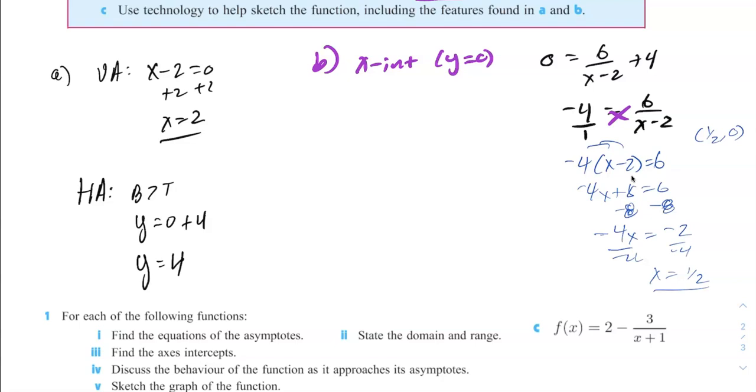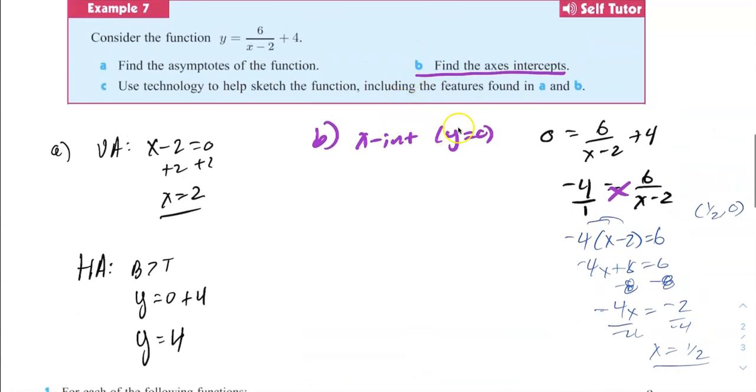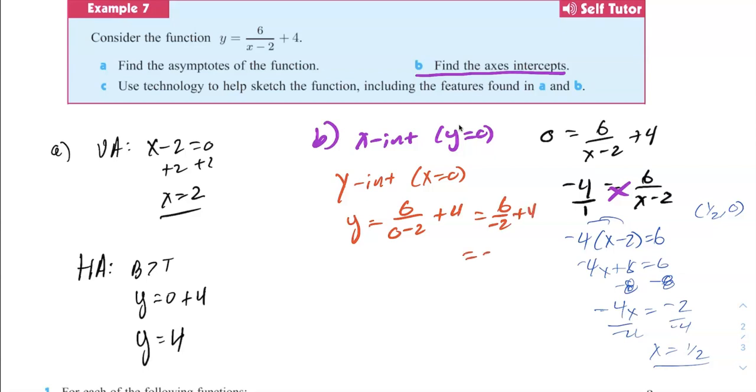It's a lot of work. I'm going to have to erase that in a bit. But that's how you always find the x-intercept of any function, any graph, right? Set y equals 0. If we want to find our y-intercept, we set x equals 0. It's usually the easier version of that. So we're going to set y equals 6 over 0 minus 2, plus 4. So we get 6 over negative 2, plus 4. So I get negative 3 plus 4, which is 1. So the point (0, 1) is my y-intercept.